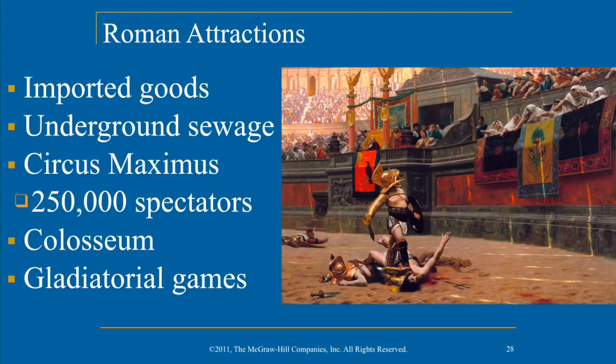And these imported goods were a benefit to the citizens of Rome because they felt like, hey, our empire's doing pretty good. We got a lot of cool stuff. They also had underground sewage. If there's one thing you guys know about me by now, it's that I love toilets. I love the fact that toilets exist. And underground sewage is a cornerstone of having toilets.